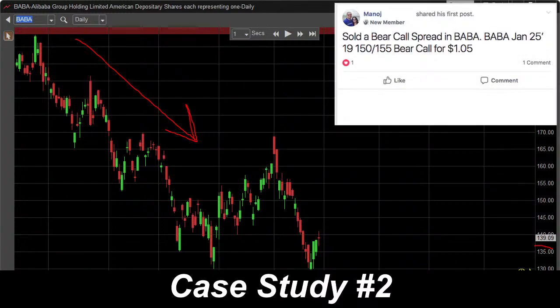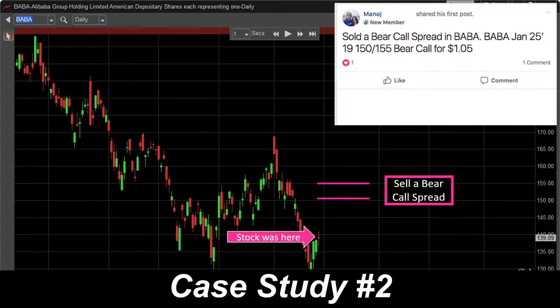Well, Manoj, he did a bear call spread on Alibaba. Did the 150 and the 155. Look at that. Did anybody say? There's a couple people. Michael and Wayne said 150. So did Steven. You guys got it? Look at all that space from 139. That's an $11 wiggle room.